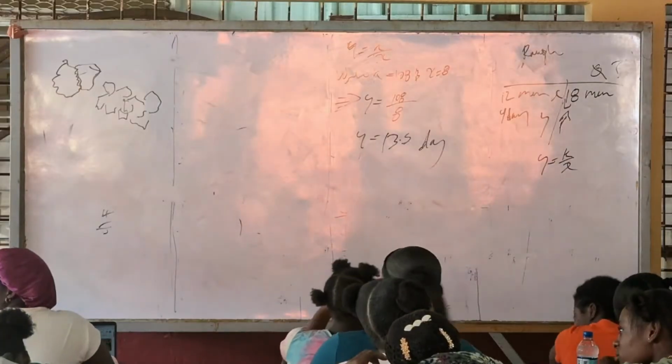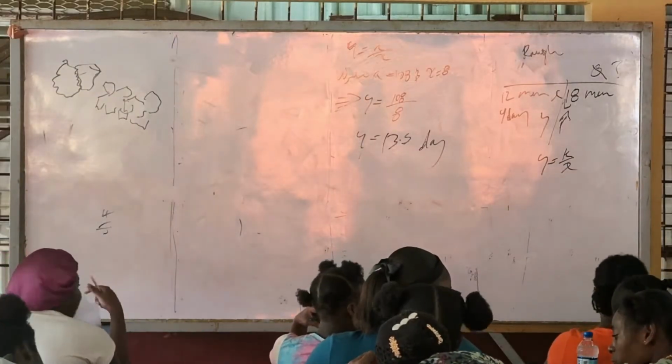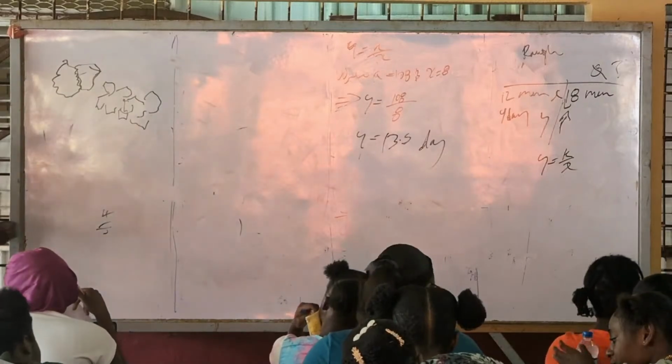K over 100, K over 100 equals 40. K equals 100 times 40. K equals 4,000.